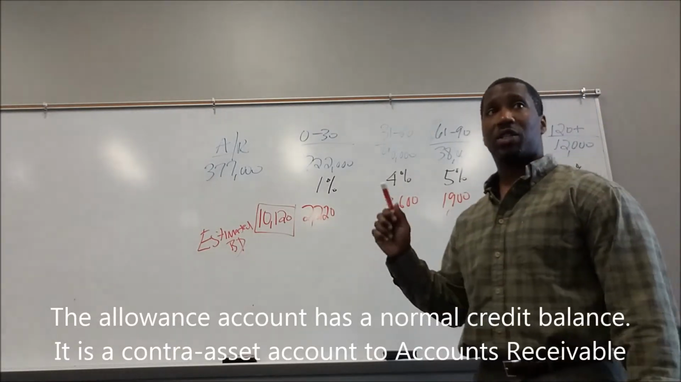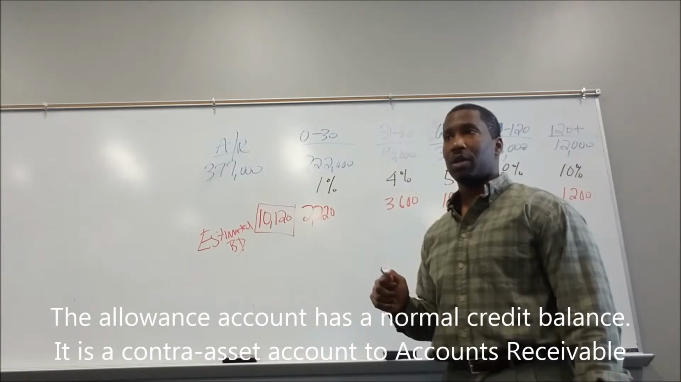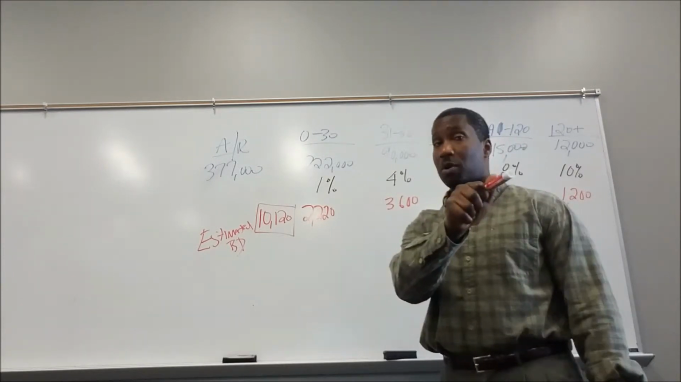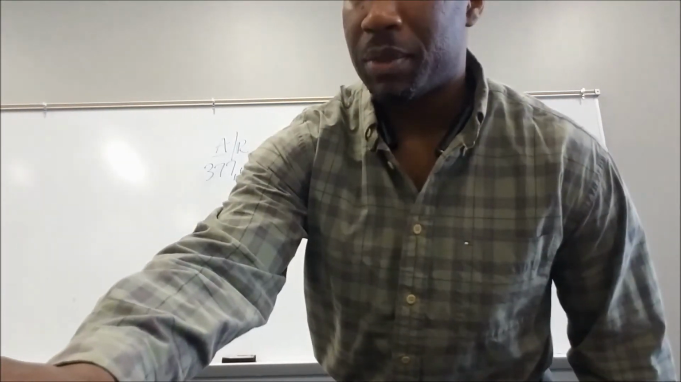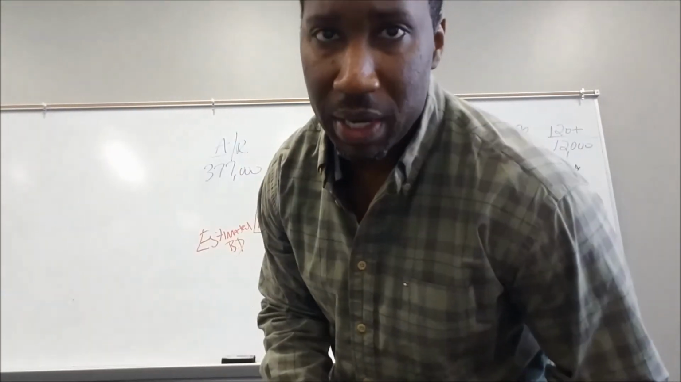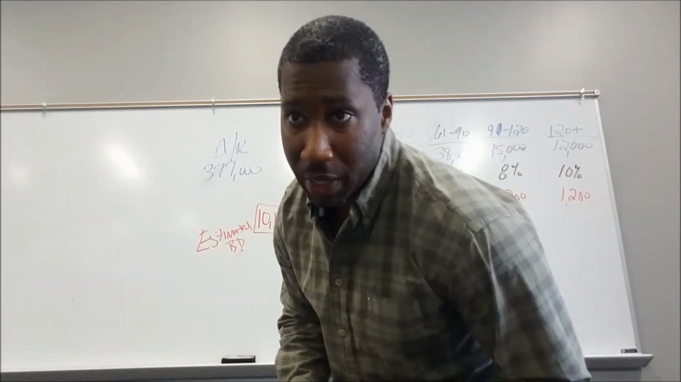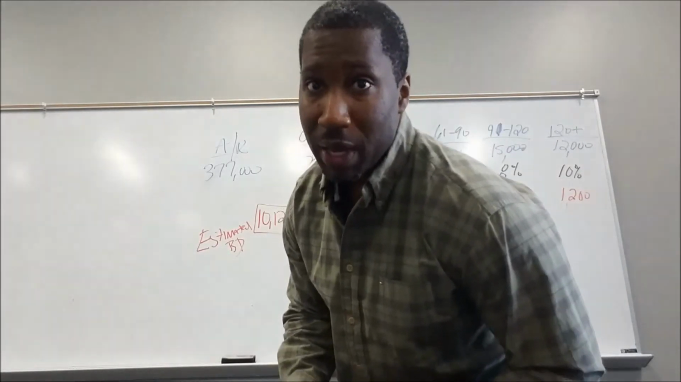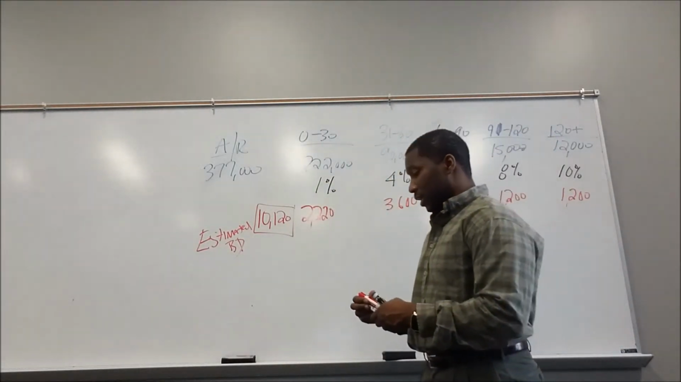The allowance account has a normal what balance? We just talked about it. The allowance has a normal credit balance. That's right. So let's move down to the next part here. We say, prepare the year-end adjusting entry to record the bad debts and assume that the allowance for doubtful accounts has a $4,000 debit. Assume that it has a $4,000 debit.